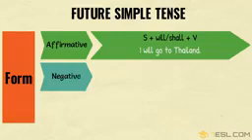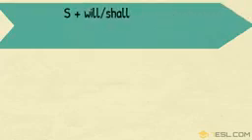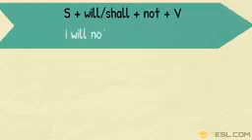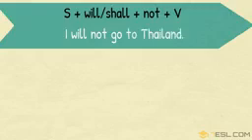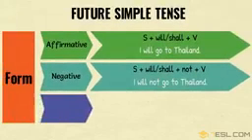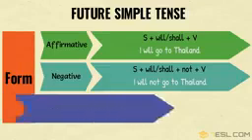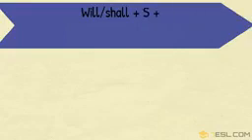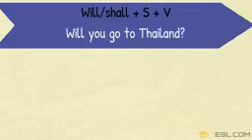Negative: subject plus will or shall plus not plus verb. I will not go to Thailand. Interrogative: will or shall plus subject plus verb. Will you go to Thailand?